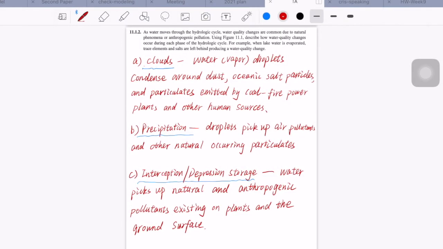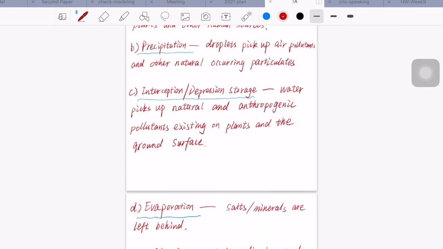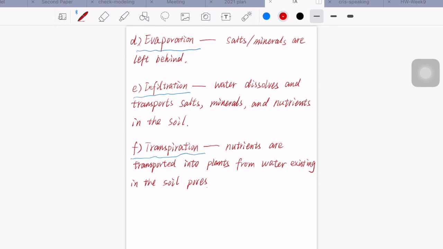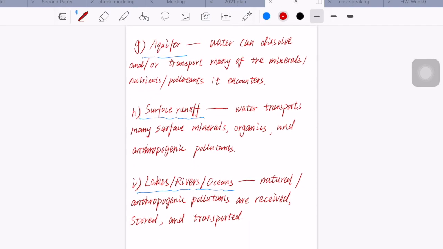For the last problem, as water moves through the hydraulic cycle, water quality changes are common due to natural phenomena or anthropogenic pollution. Using figure 11.1, describe how water quality changes occur during each phase of the hydraulic cycle. So I think there is no standard answer for this problem. So I wrote some examples here as your reference. There are some examples on the first page, and some examples on the second page, and some examples on the third page.